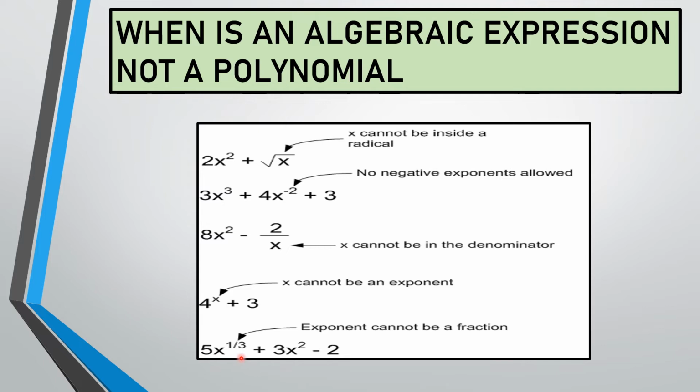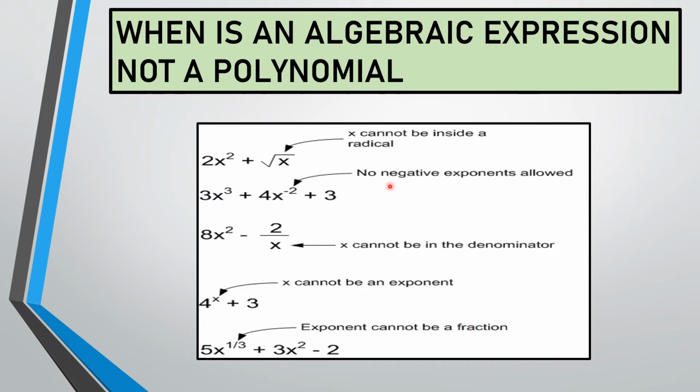Again, let us see. 5x to the power of 1 by 3 plus 3x square minus 2. Again 1 by 3. I told you, here also x to the power of 1 by 2: root over x means it is x to the power of 1 by 2. X to the power of 1 by 3 means cube root. It also cannot be a polynomial. Exponent cannot be a fraction.